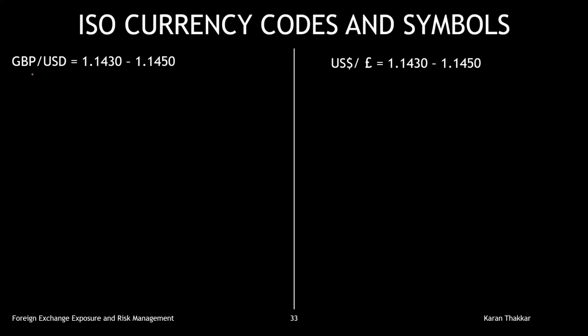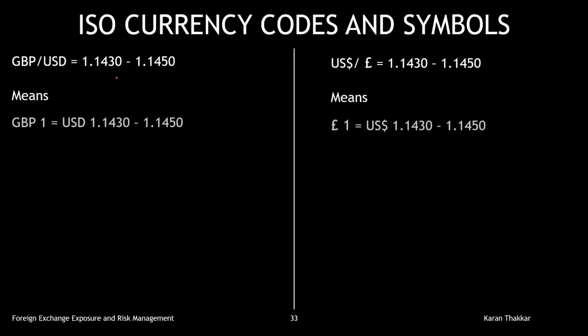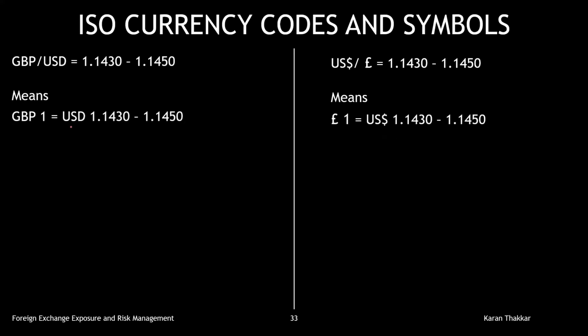So do you see any difference in them? Are they same or are they different? What do these quotes mean? So both of them basically mean the same thing, which is 1 pound equals to USD 1.1430 to 1.1450.